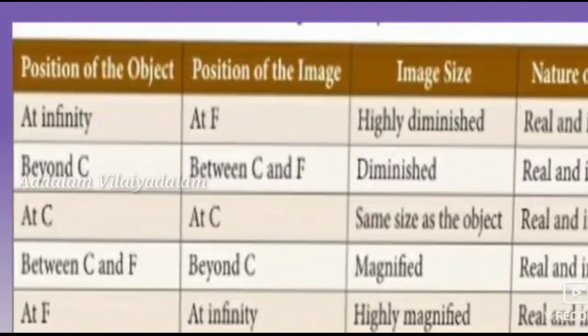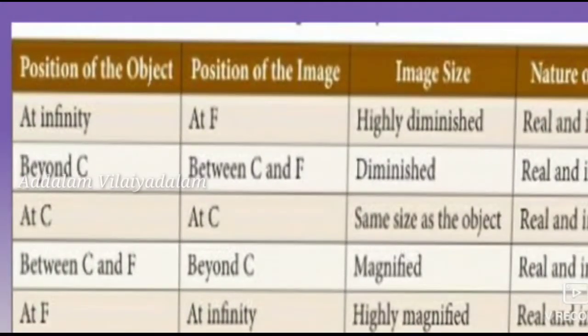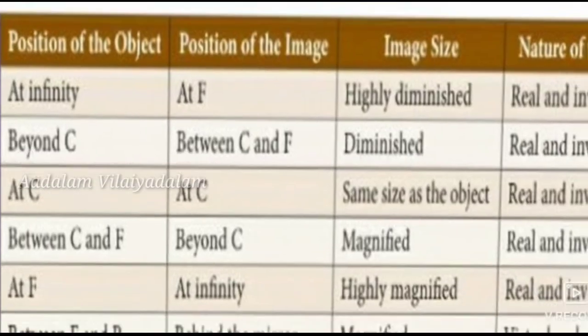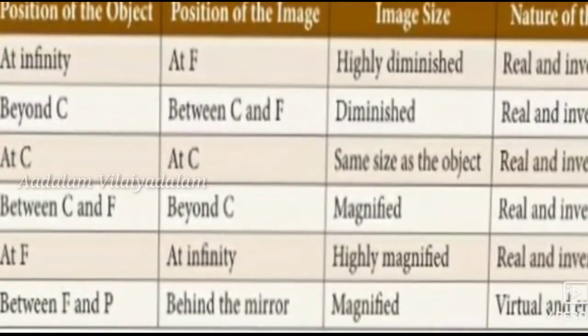In the third position, we place the object at the center of curvature C, and we get the image at the center of curvature C. So we get the image at the same place, the size of the image is the same size, and it is a real and inverted image.